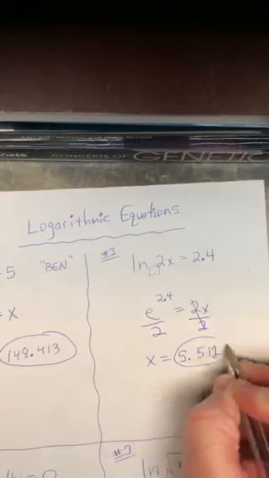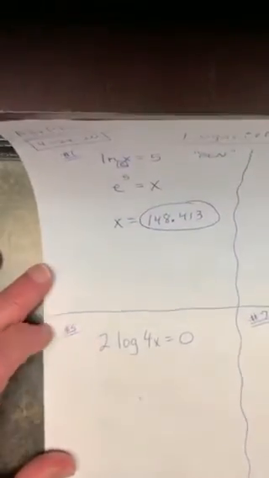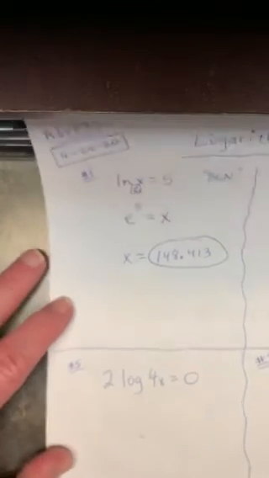5.512 to the nearest three places. Okay? Number 5. Third one we're doing together here.